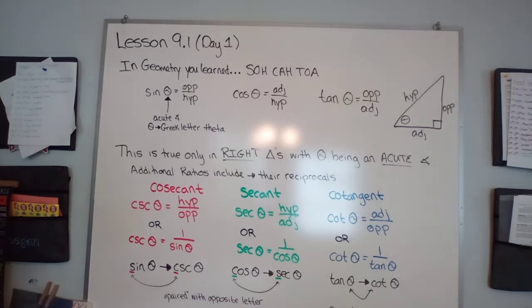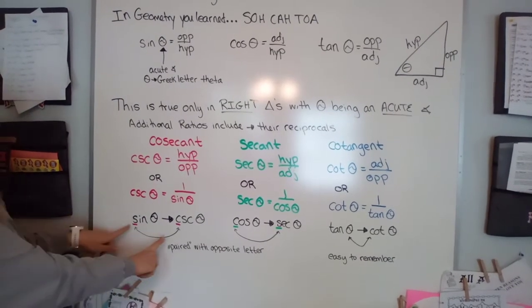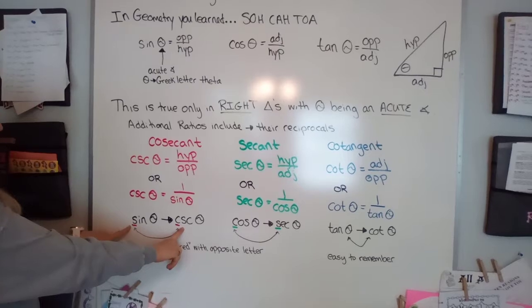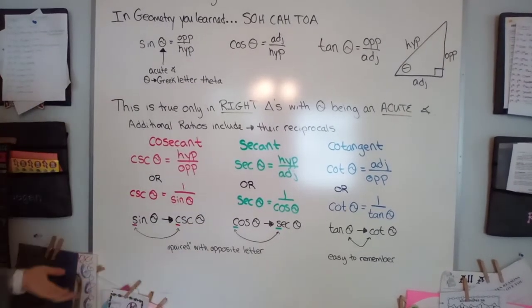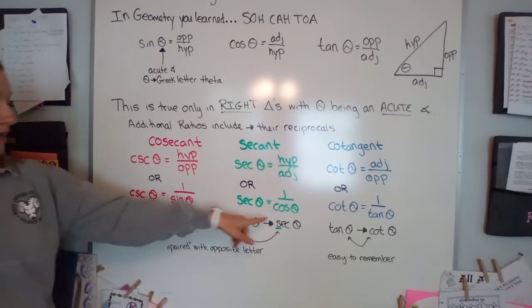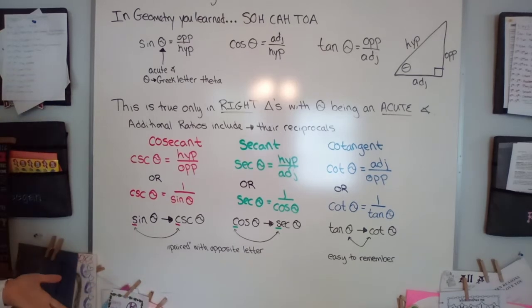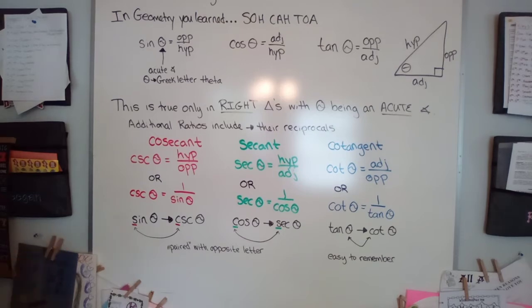Now, you will want to remember which ones are reciprocals of each other. Here is one little trick for remembering: sine and cosecant, S and C. And then over here, C and S. They're paired with the opposite letter. Sine and cosecant, cosine and secant, so C is paired with an S. And then tan and cotangent. I think it's pretty easy to remember that they're paired together because they both have tangent in their name.